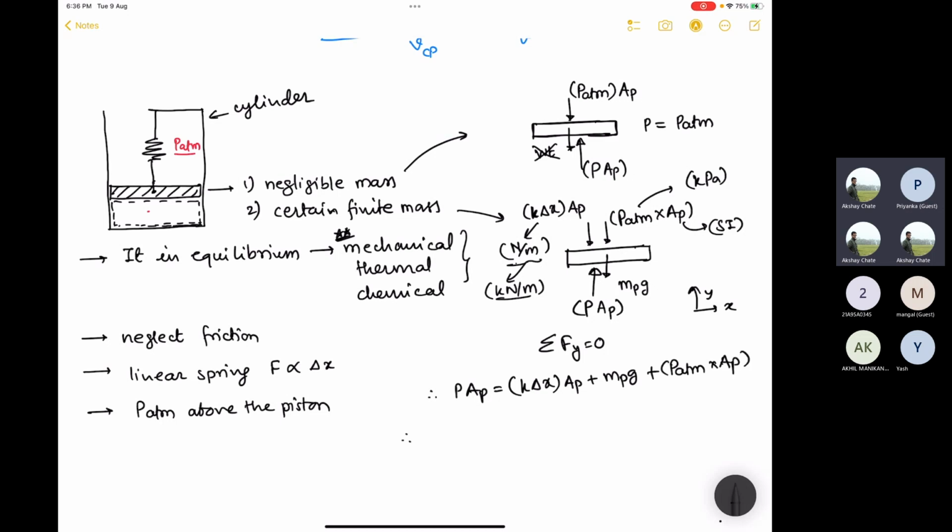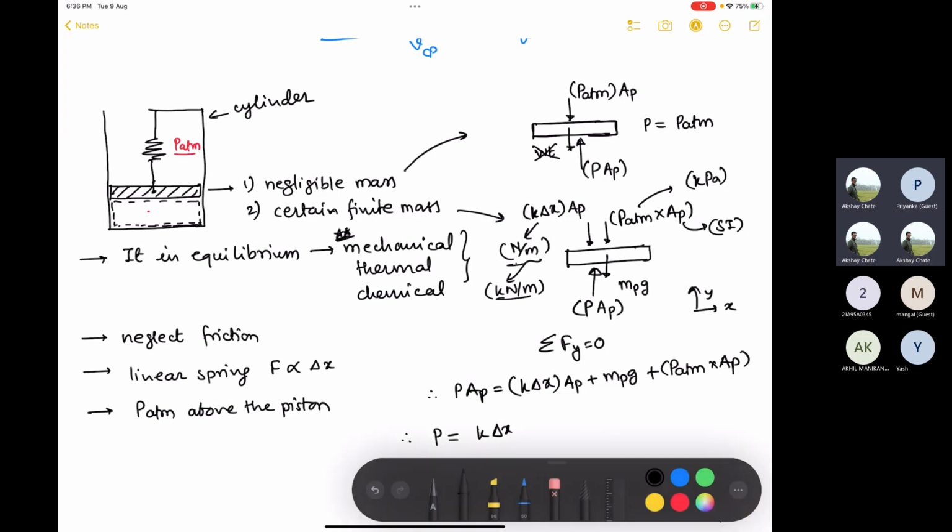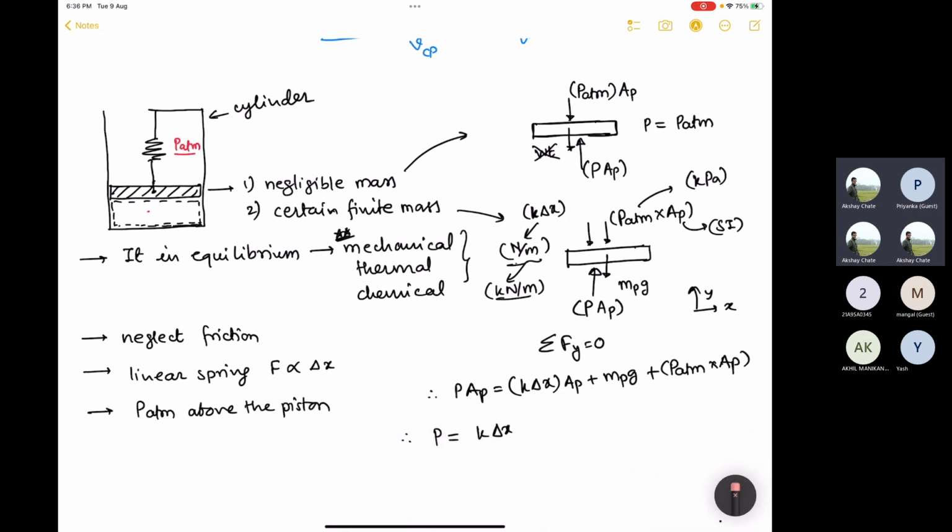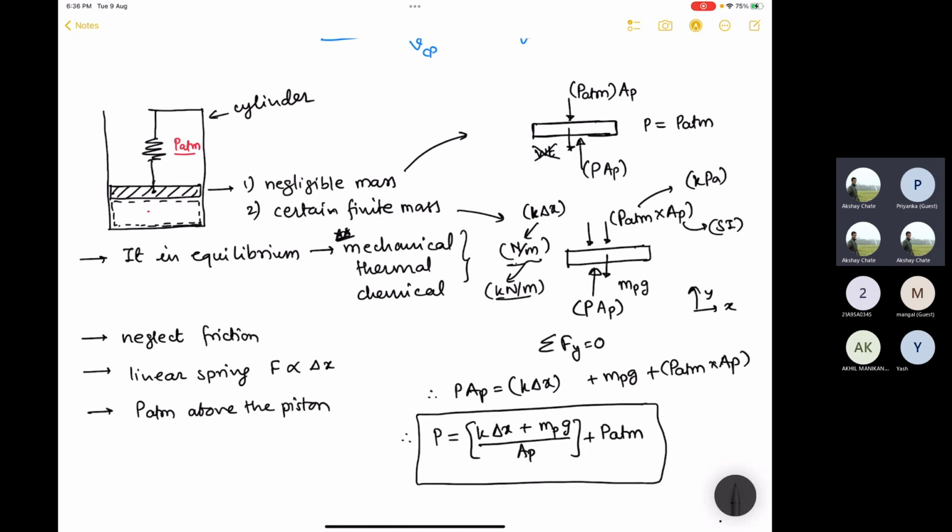So this is your typical force balance here, and if you divide the whole thing by the cross-sectional area of the piston, you will get... I made a mistake here. AP won't be there in the spring term, because it's a force balance we are doing. So essentially, if you divide by the cross-sectional area throughout, you'll end up with this factor divided by the cross-sectional area of the piston plus P atmosphere. If you understand this equation, I would say 90% of your problems will be solved.